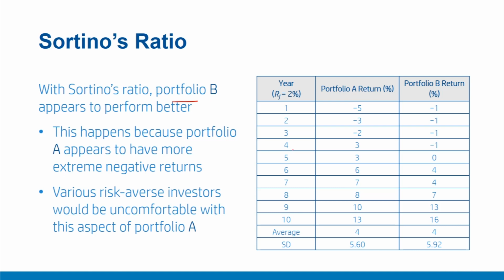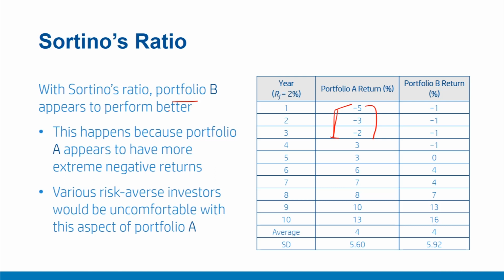This may be the case because portfolio A appears to have a lot of negative returns. So a lot of large negative returns are associated with portfolio A, and a lot of risk averse investors would probably be uncomfortable with this kind of aspect of portfolio A. To summarize, in this video, we discussed Sortino's ratio measure. We understood it with an example.